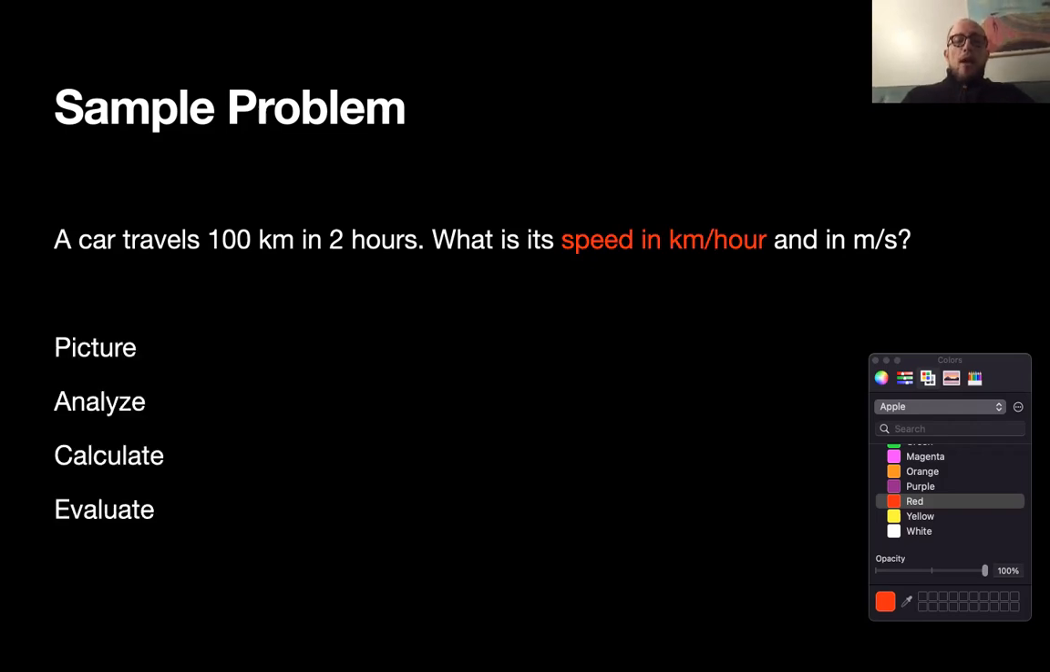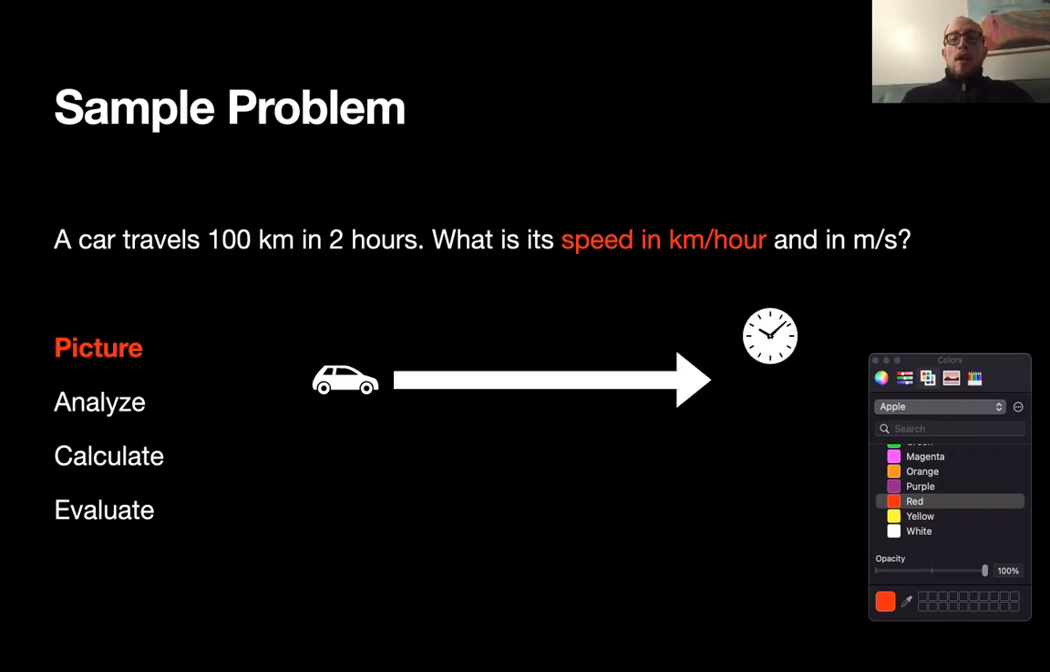And if you need a reminder, the PACE method is for picture, analyze, calculate, evaluate, in that order. So we'll start off with the picture. Now, if I'm going to draw a picture here, I have a car traveling some distance and some time. And it might be useful for me to label the pieces of information I know. That's part of analysis, the analyze step of PACE. So I have two different labels here. I've got the distance, which is 100 kilometers, and I have the time, which is 2 hours. And I'm going to use the letter D for distance, the letter T for time.